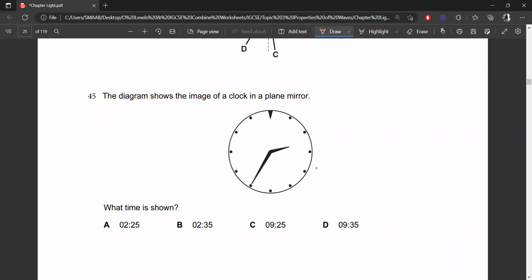45. 9. Actually, this is the plane mirror or the mirror image. So we have to find out that it will be over here. That is equal to 9. That will be right. C. C, 25. And this will be over here.